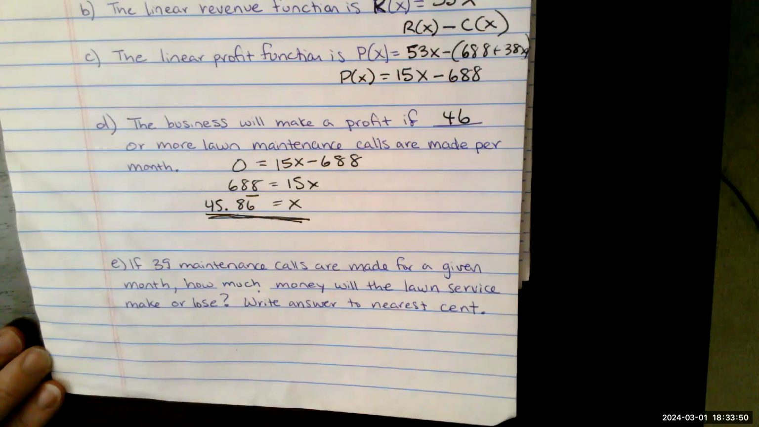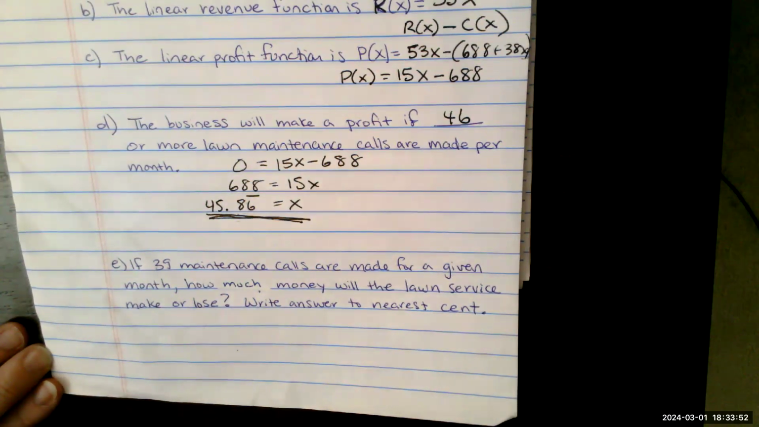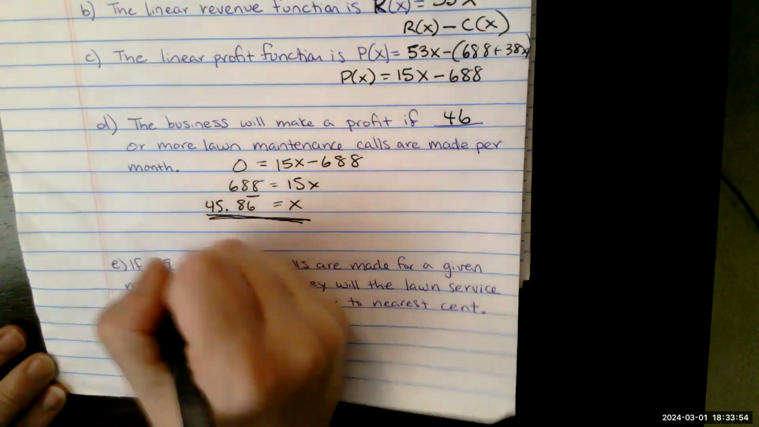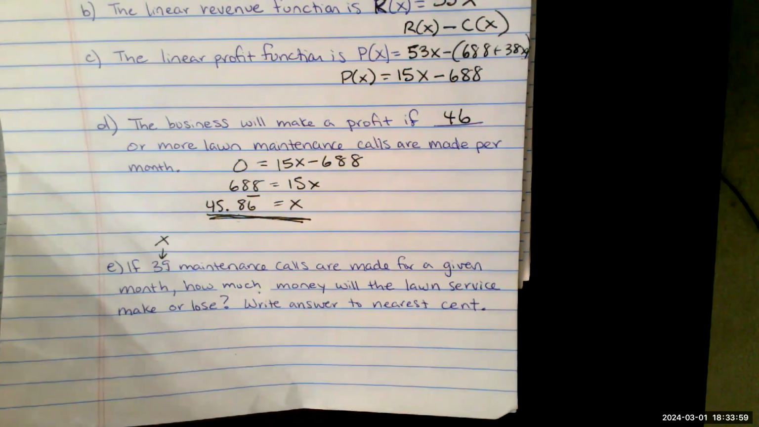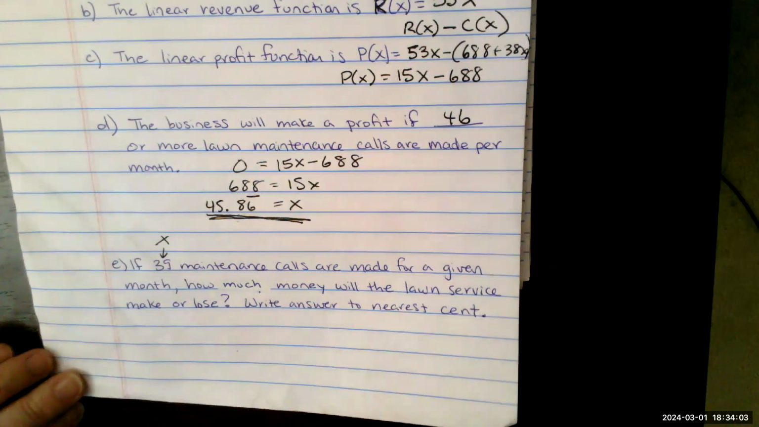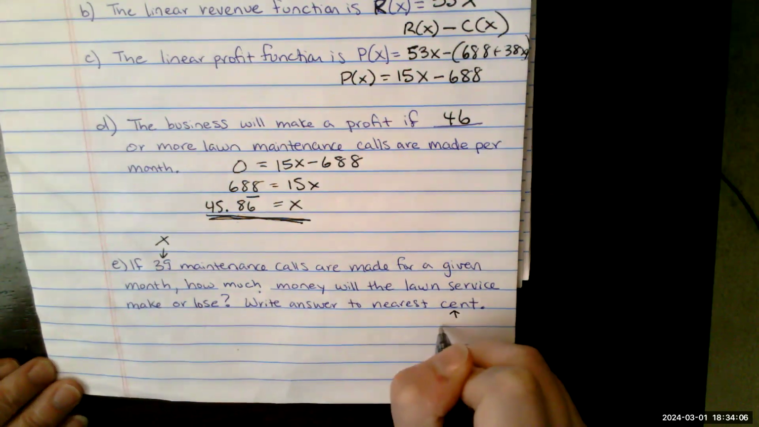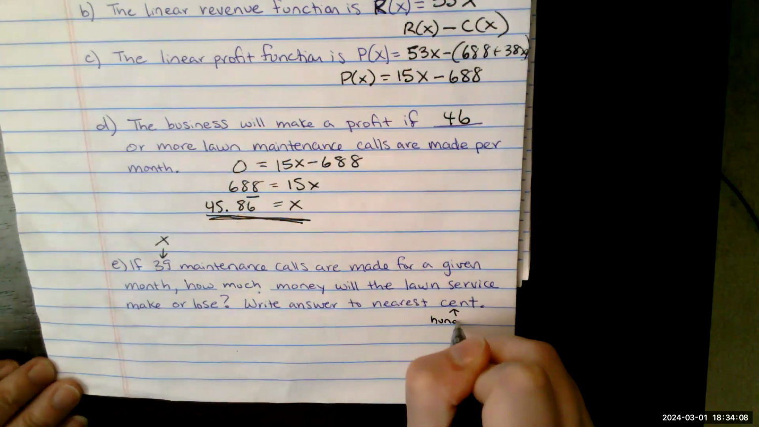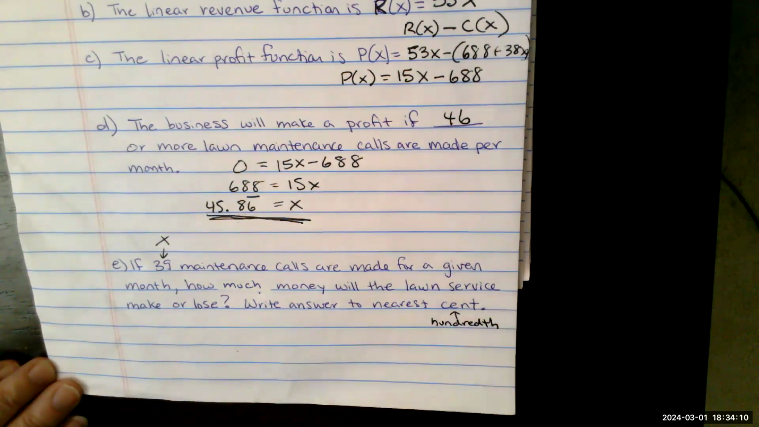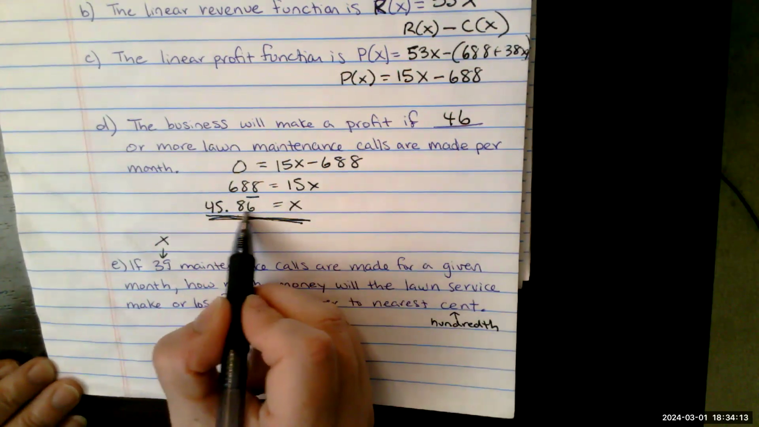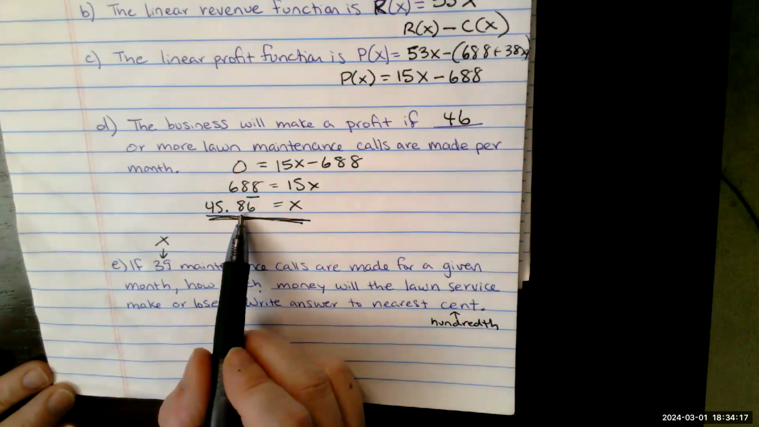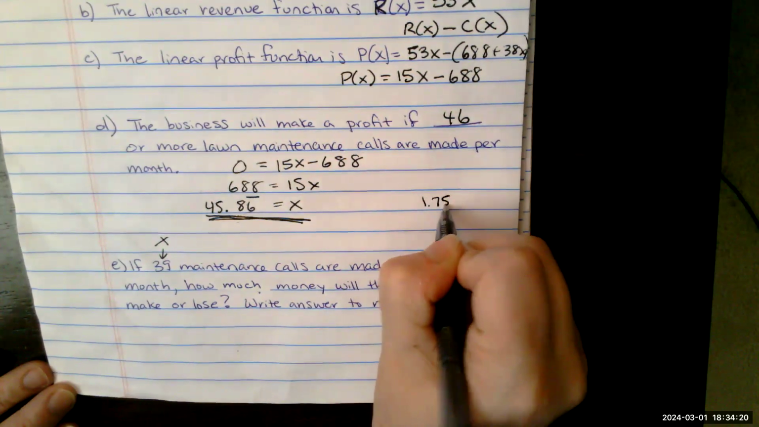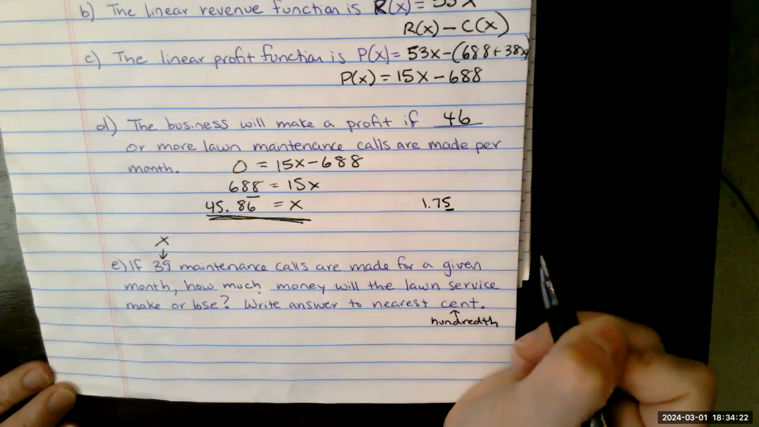All right, and the last question. If 39 maintenance calls are made for a given month, so they're basically telling me the X, right? How much money will the lawn service make or lose? Write the answer to the nearest cent. So remember, when you're trying to do something to the nearest cent, that means hundredth, right? Because money, we normally have two decimals like this, right? So even though this wasn't money, that's how we normally write money, right? Like $1.75. So that's the hundredth spot.